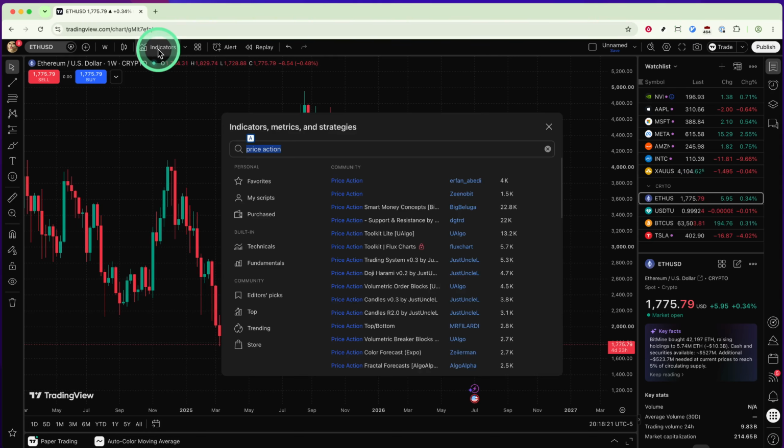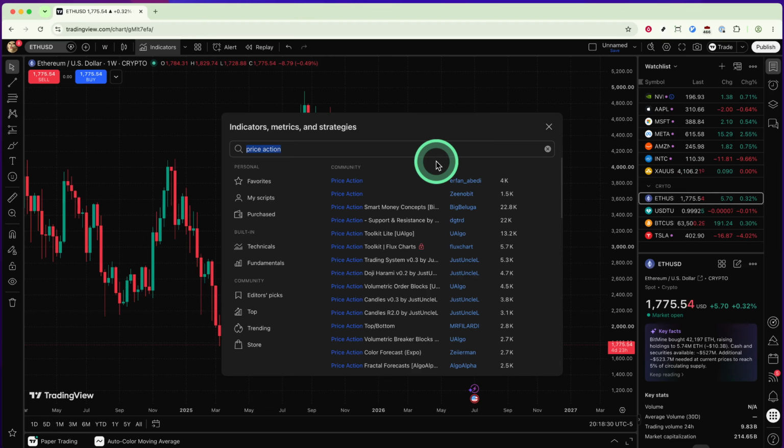In the search bar that appears, type "price action". This will bring up a list of price action indicators available for use in TradingView. The reason we search for price action is that it helps filter out irrelevant tools, showing you indicators specifically designed to analyze price movements in real time.